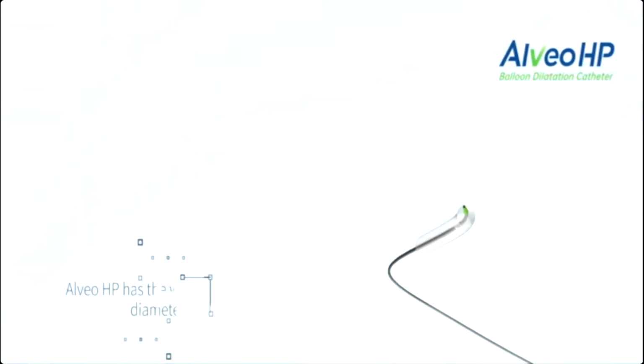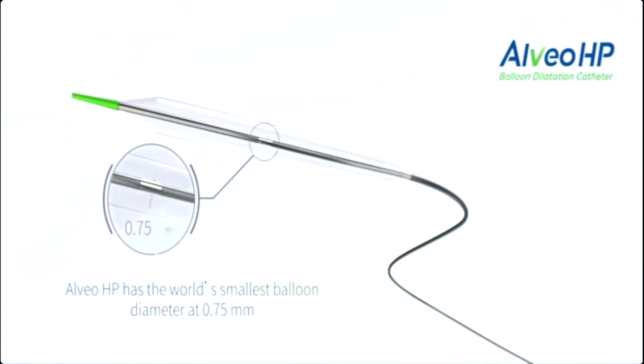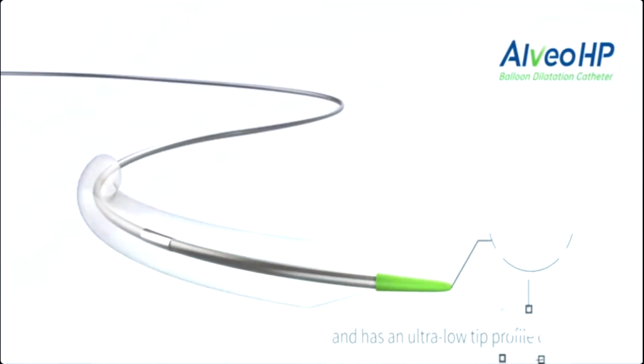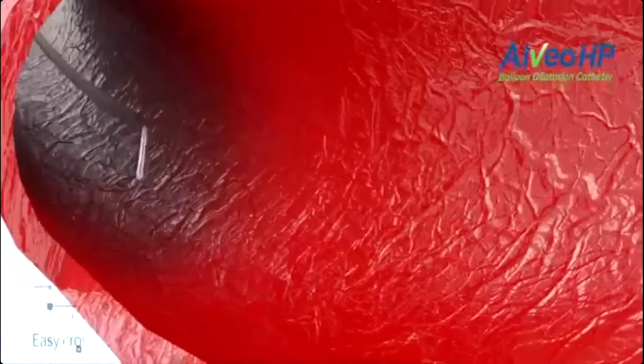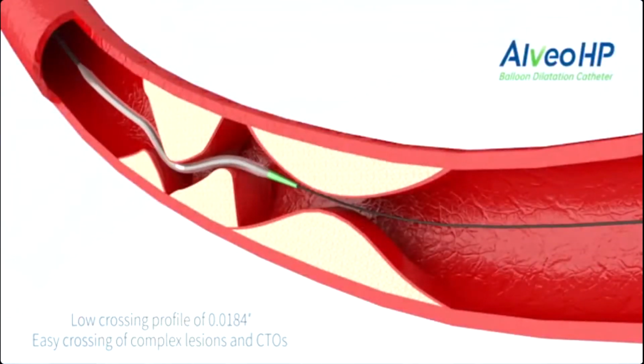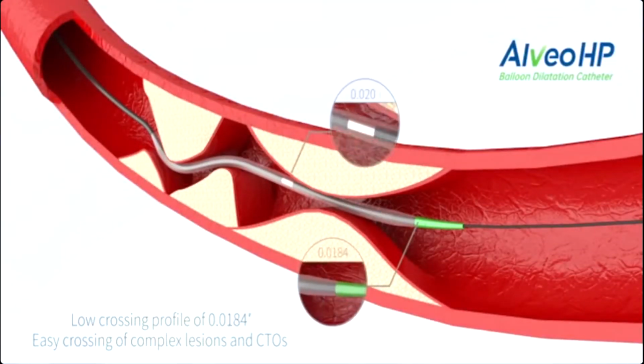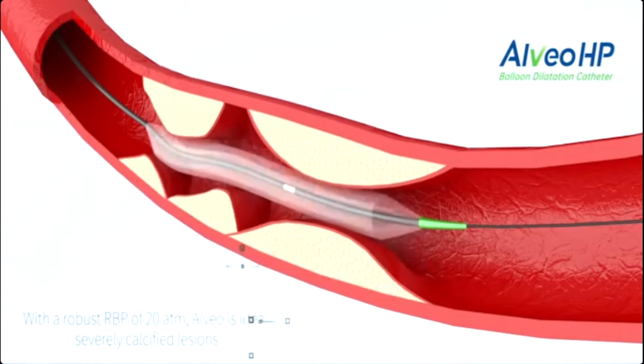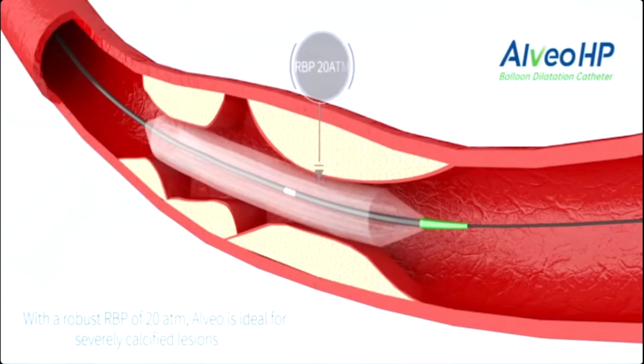Alveo HP has the world's smallest balloon diameter at 0.75 millimeters and an ultra-low tip profile of 0.0156 inches. It has a low crossing profile of 0.49 millimeters for easy crossing of complex lesions and CTOs. With a robust rated burst pressure of 20 atmospheres, Alveo is ideal for severely calcified lesions.